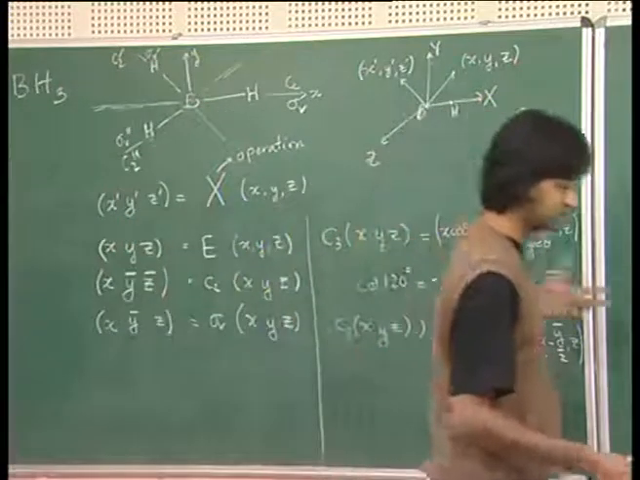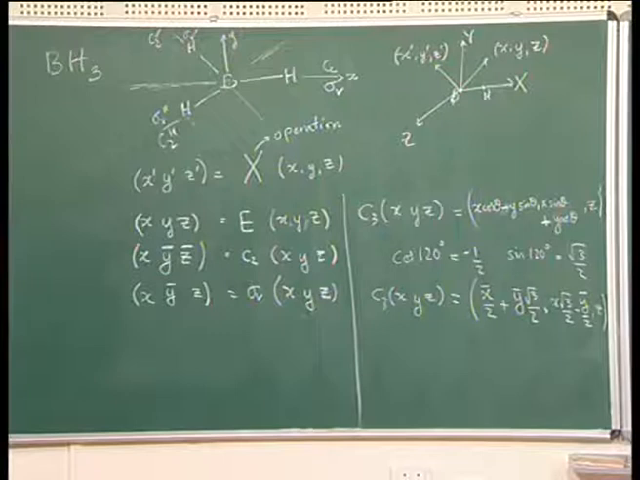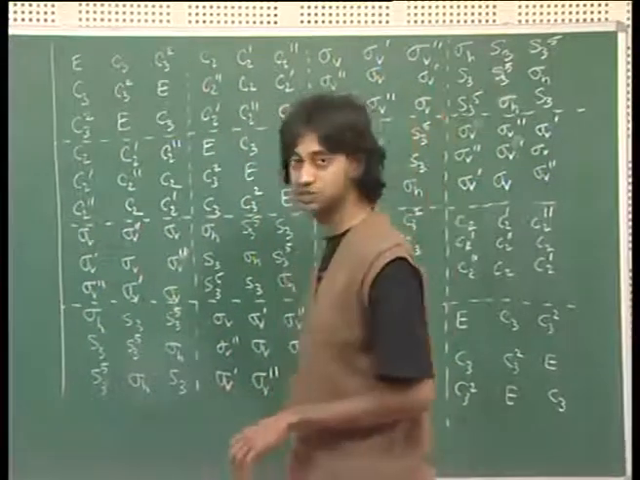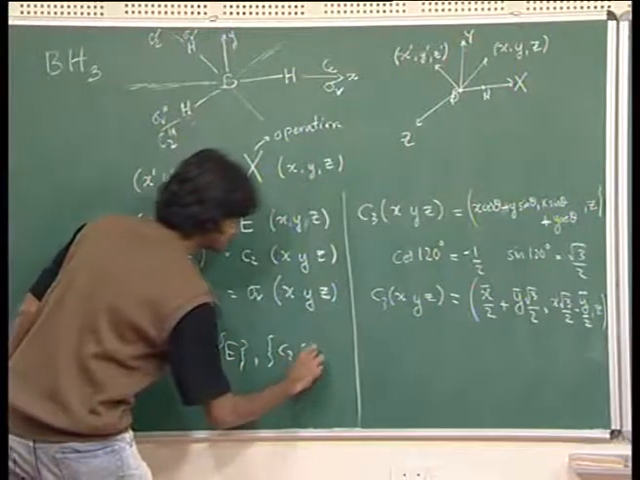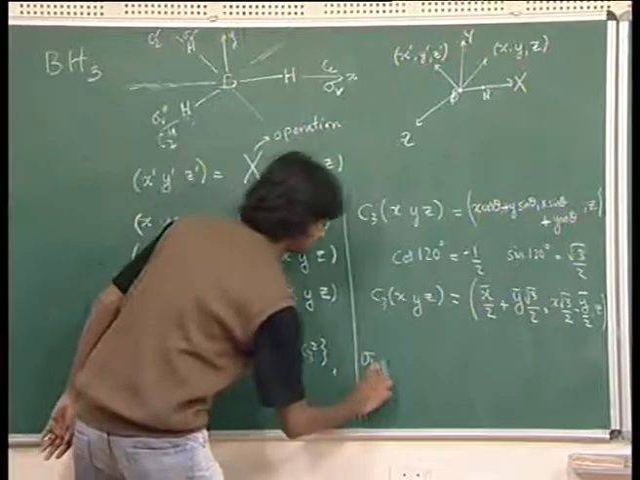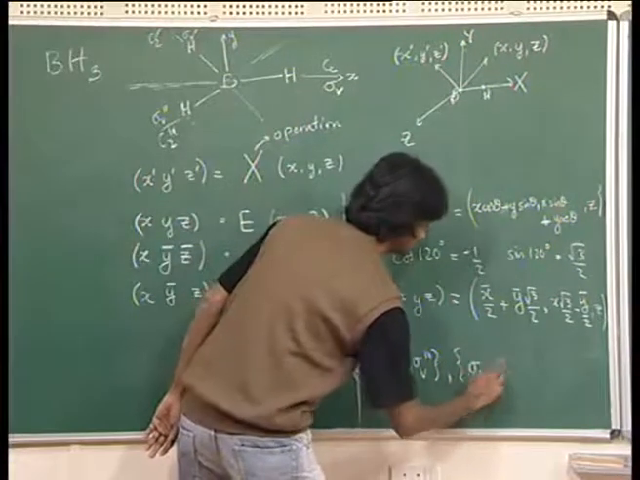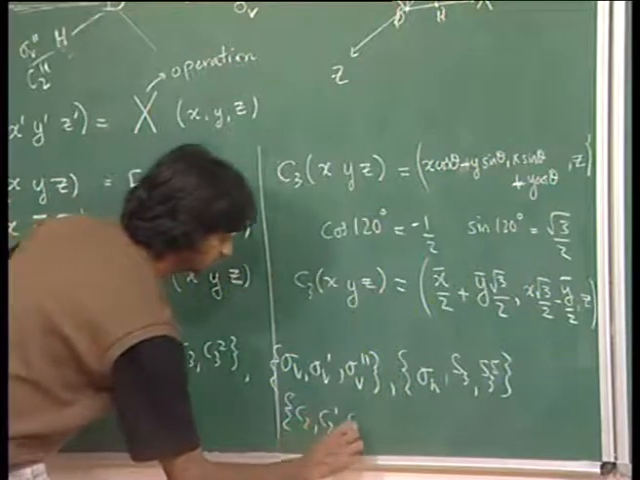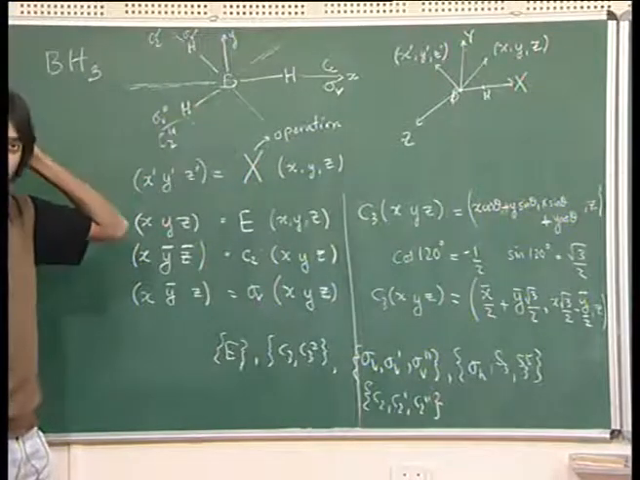So like this, you can work out all the remaining operations. I'll leave it as an exercise to you. Next we'll continue and try to identify all the classes of this group. You can show that the classes are just E, which is one class, C3 square, the three sigma v, double prime, sigma h, S3, and the three C2. So we already worked this out. We'll stop here and we'll start looking at more of these operations next time.